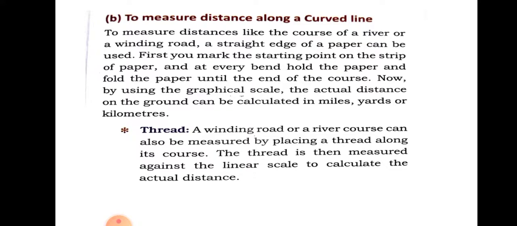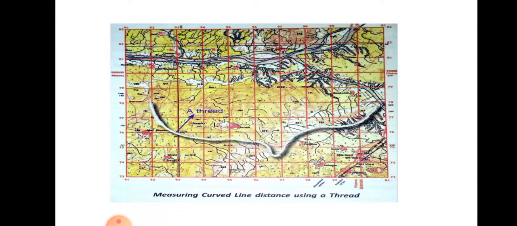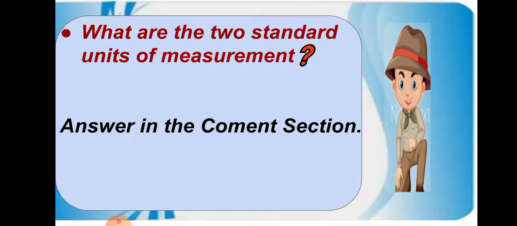Then, using a thread is very simple. Using a thread to measure distance along a curved line: a winding road or a river course can also be measured by placing a thread along its course. The thread is then measured against the linear scale to calculate the actual distance. Here is one example for you, measuring curved line distance using a thread. Okay, I hope you understood the measurement by using scale or thread.